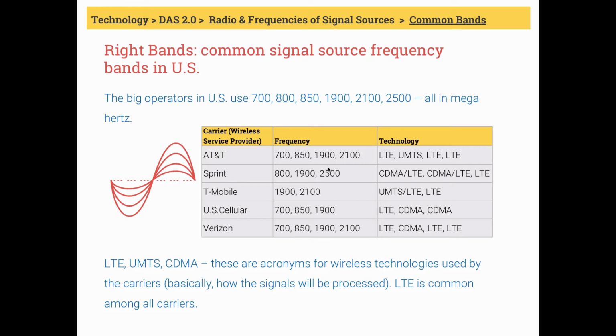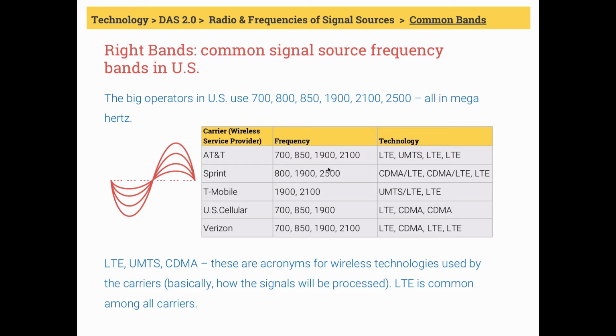As far as the technologies, LTE, UMTS, CDMA are all acronyms for wireless technologies used by the carriers. These technologies tell the engineers basically how the signals will be processed. LTE is common among all carriers, although most of the carriers are using LTE to transmit and receive data. In the very near future, all carriers will move to voice over LTE, or VoLTE, and use LTE for carrying voice.